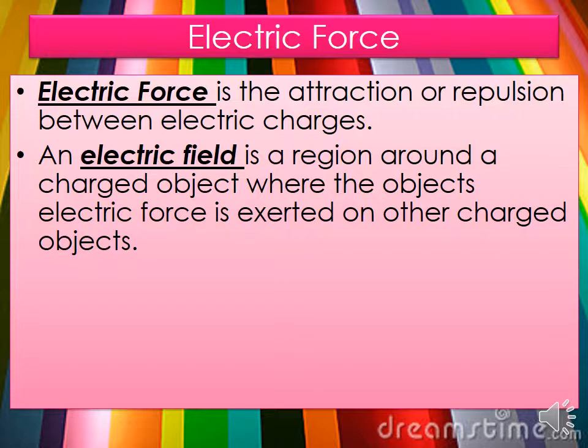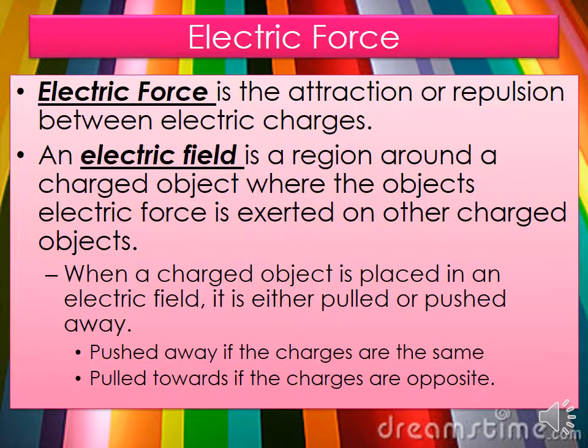It would repel other positively charged atoms and attract negatively charged atoms. So each of those is a charged atom if it has an overall either positive or negative charge. So they would have what we call an electric field, a region around those charged objects where the object's electric force is exerted on other charged objects.